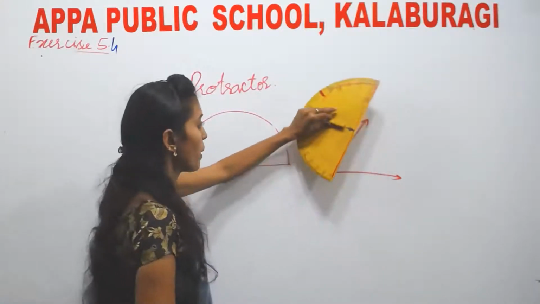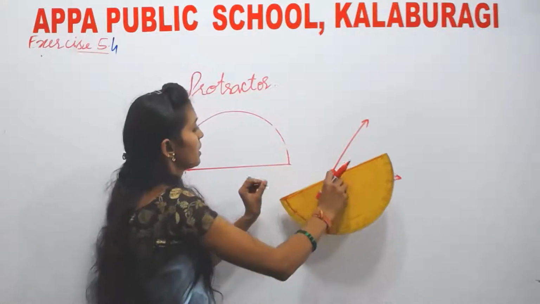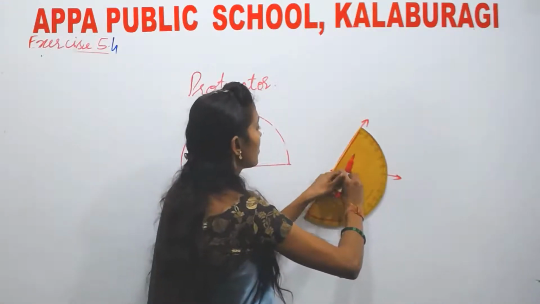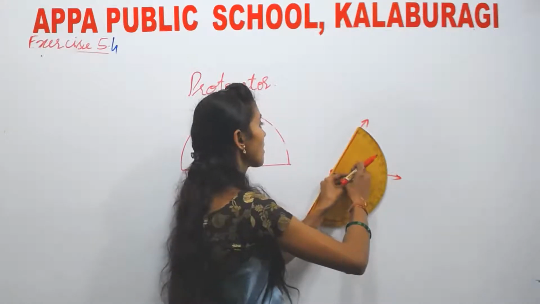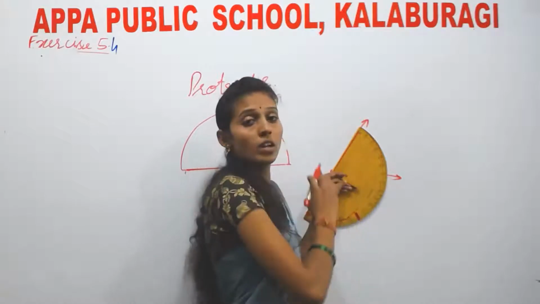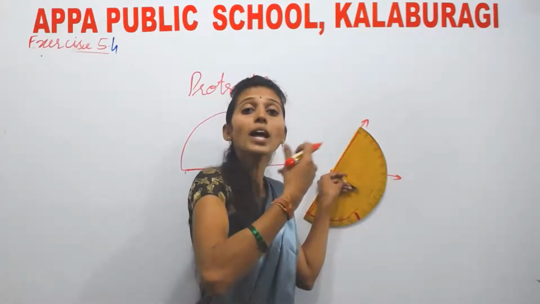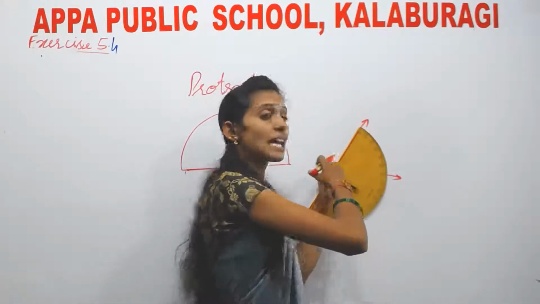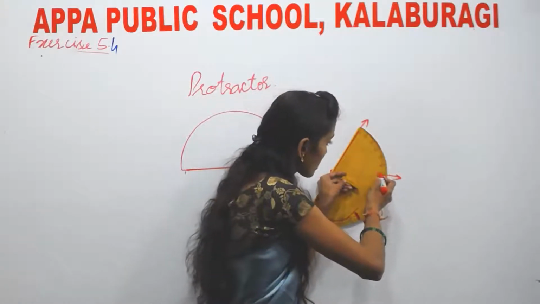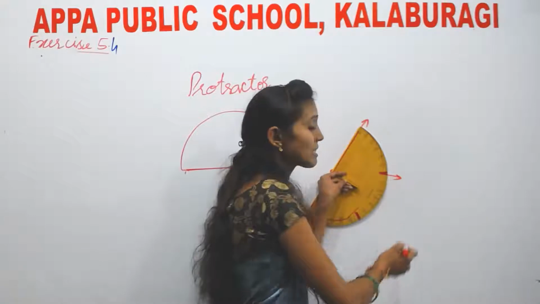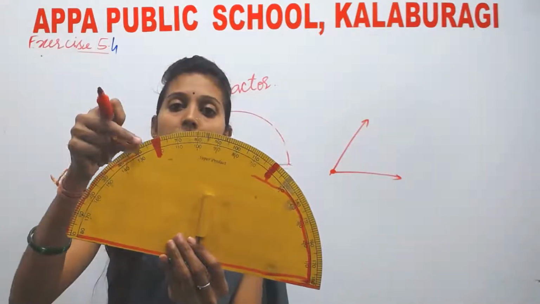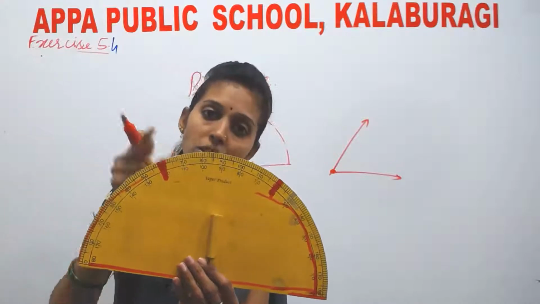If you make it merge on this side, on whichever ray is the initial ray, you have to see where the 0 is, inside or outside. If it is inside, you have to refer to the inner scale. If it is outside, you have to refer to the outer scale. You will get the same answer, that is 60. So you can observe, right? 60. Outer scale also will give the same result.